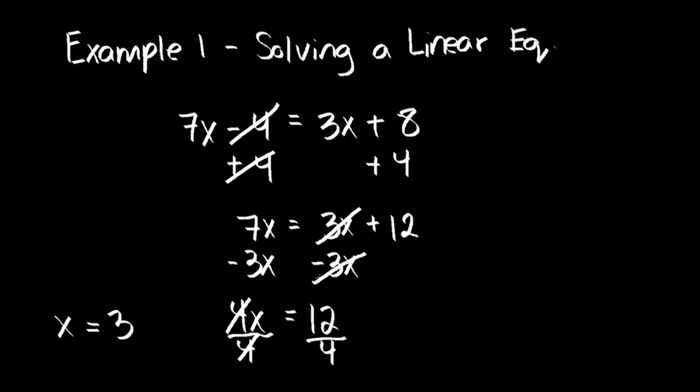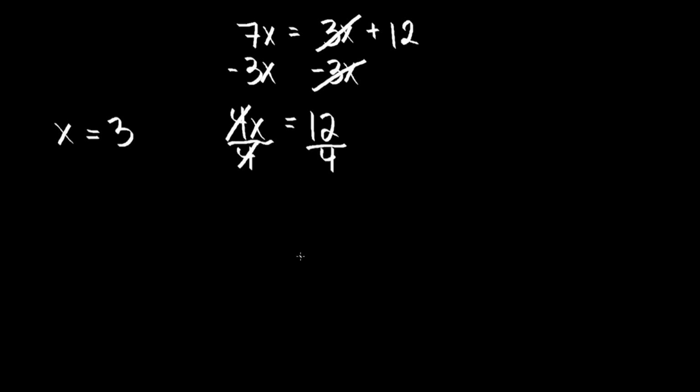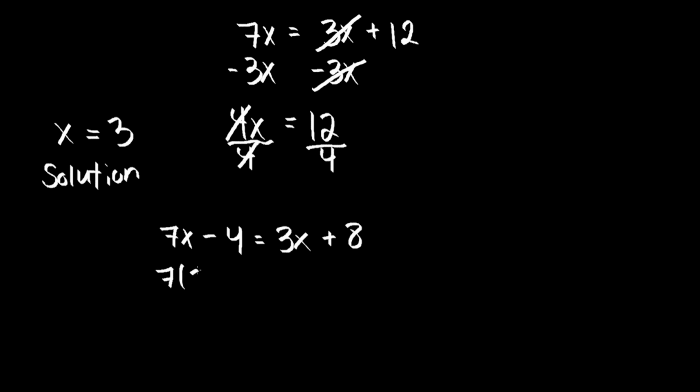Now, how can we confirm that this is an answer? So we've proposed that x equals 3 is a solution, right? And writing our original equation, we had 7x minus 4 equals 3x plus 8. All we need to do is, if x equals 3 is a solution, it should be able to plug right into this. So we're going to just plug in 3 anywhere we see x.